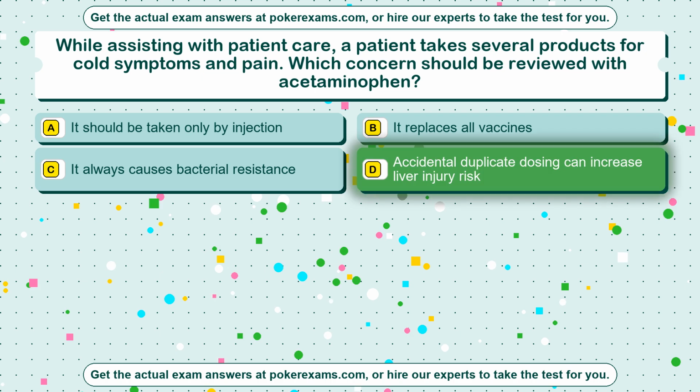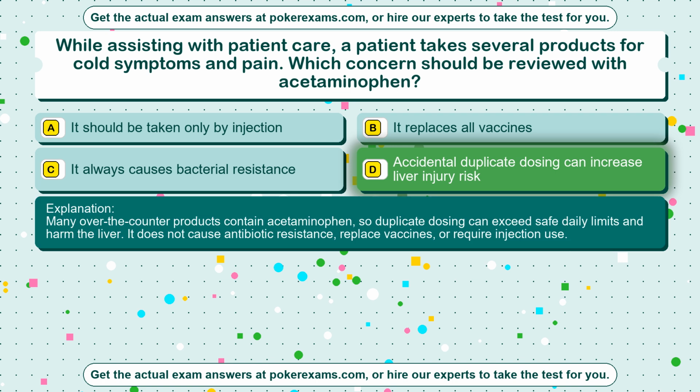The correct answer is option D. Accidental duplicate dosing can increase liver injury risk. Many over-the-counter products contain acetaminophen, so duplicate dosing can exceed safe daily limits and harm the liver. It does not cause antibiotic resistance, replace vaccines, or require injection use.